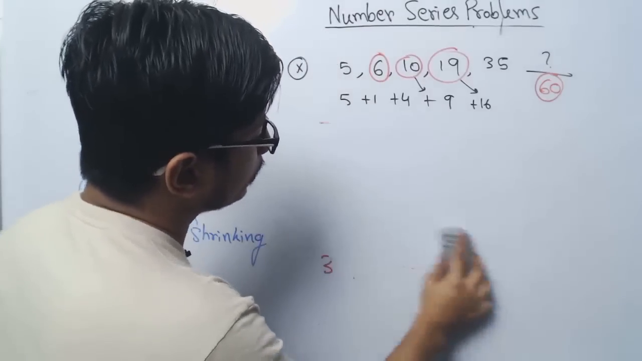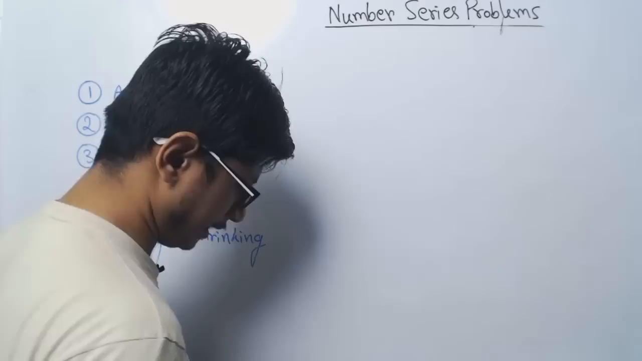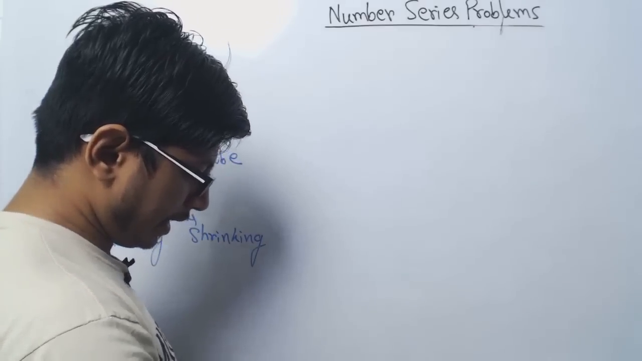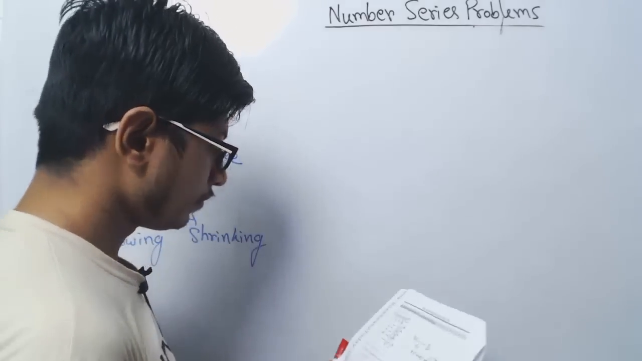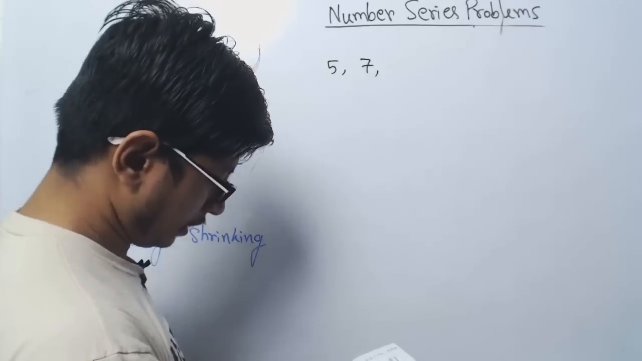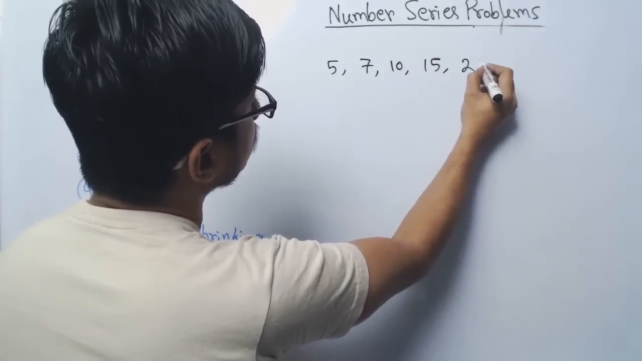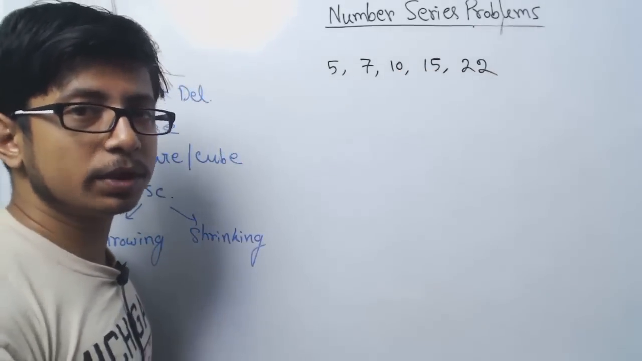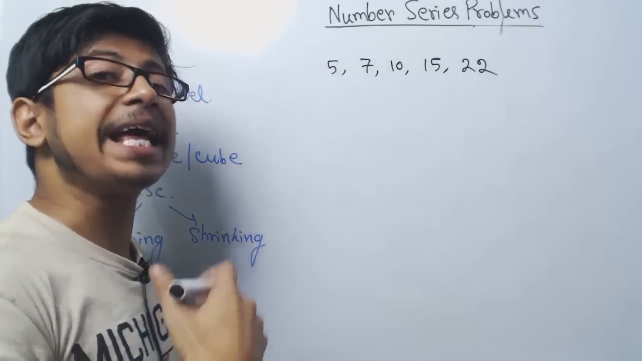Now the idea is, the more you solve these questions, the better you will get at answering them in the exams. Now let's say this one: 5, 7, 10, 15, 22. This is another very easy one to solve. Again, if you look, it's growing. So definitely growing means addition.